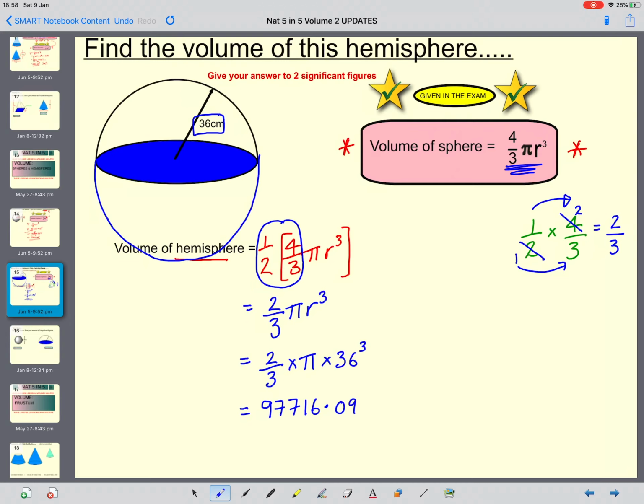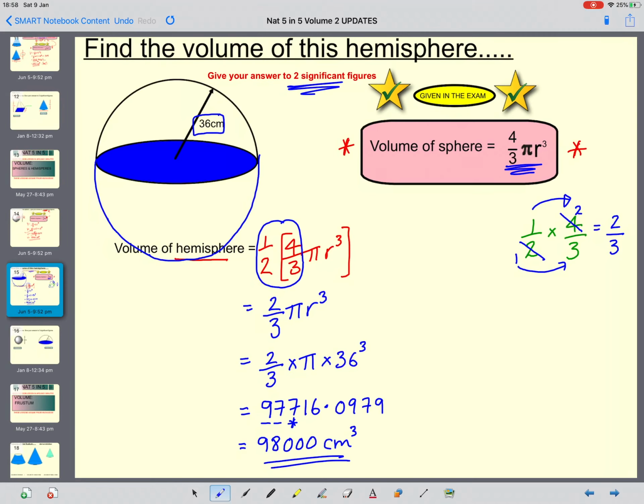97,716.0974. Again, fuller answer and then I go back to the start, look at my accuracy, which is 2 significant figures. So 1, 2, this is my decider. So my answer is going to be 98,000 centimetres cubed. Okay, hope that was useful, guys.